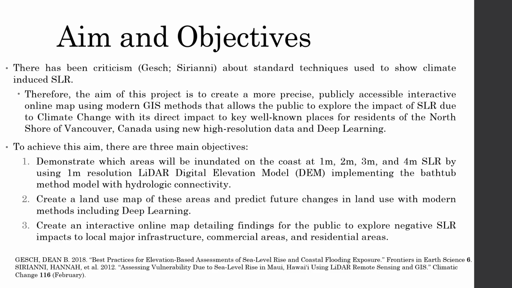These are the aims and objectives for this study. The aim of this project is to create a more precise, publicly accessible interactive online map using modern GIS techniques that allow the public to explore the impacts of sea level rise due to climate change with its direct impact to key well-known places for residences of the North Shore using new high-resolution data and deep learning.